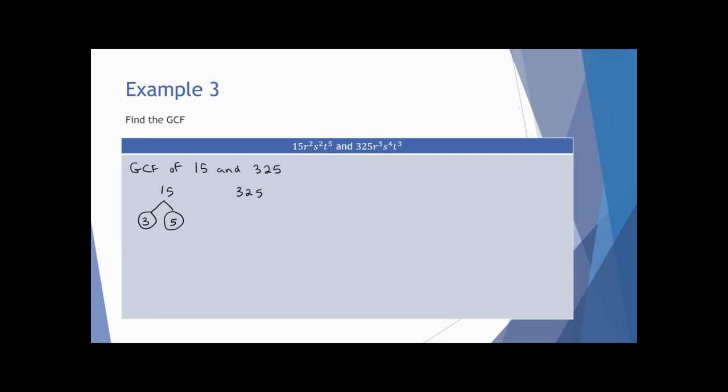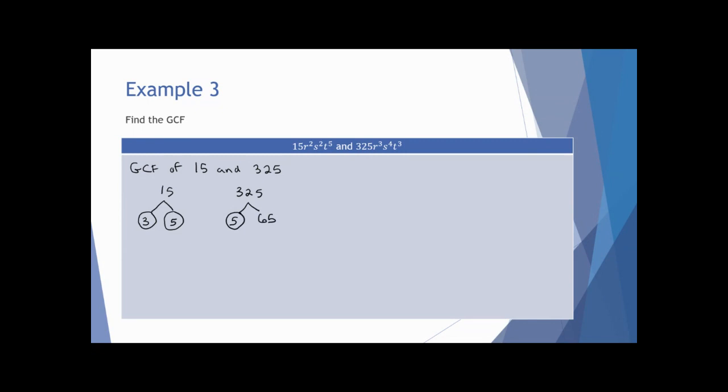And now I'm going to make a factor tree of 325. I'm going to need my calculator for this because off the top of my head, I don't really know what two numbers multiply to 325. But because the last digit of 325 is a 5, I know I can divide it by 5. So I'm going to do 325 divided by 5 on my calculator, and that comes out to 65. So 5 is a prime number. I'm going to circle that.